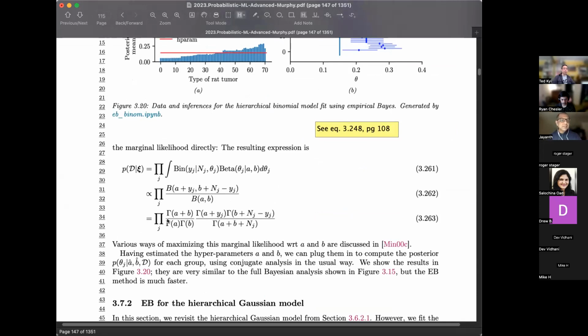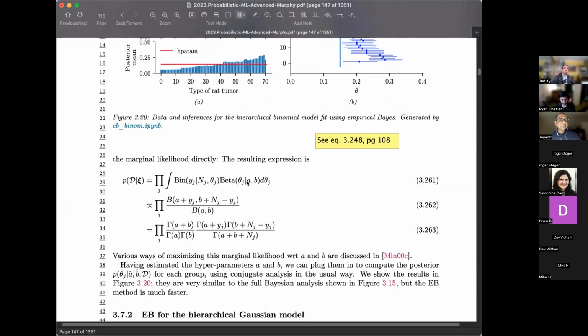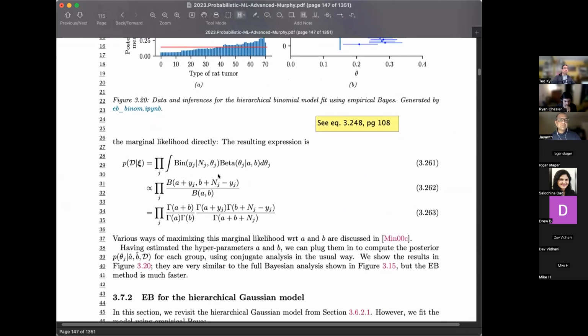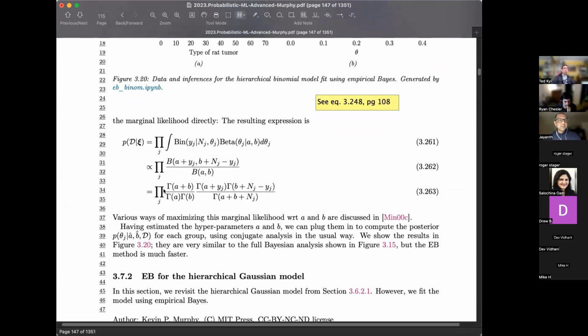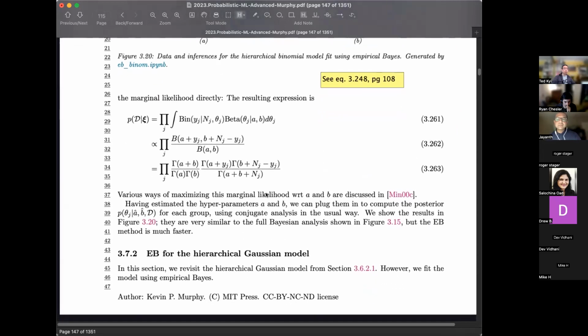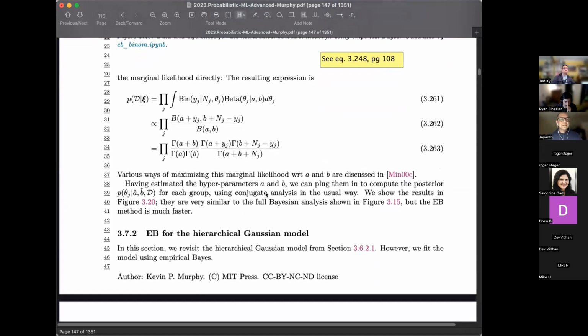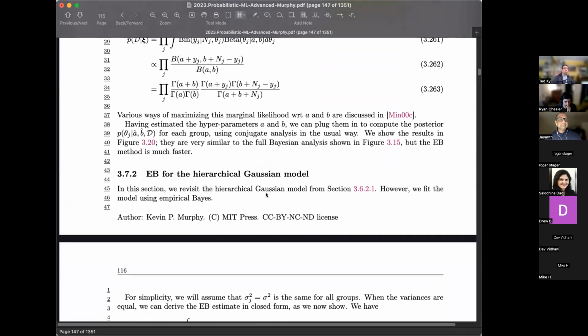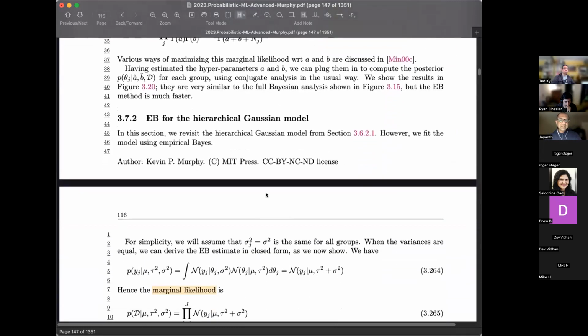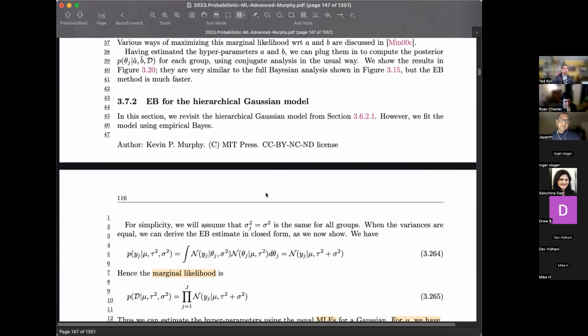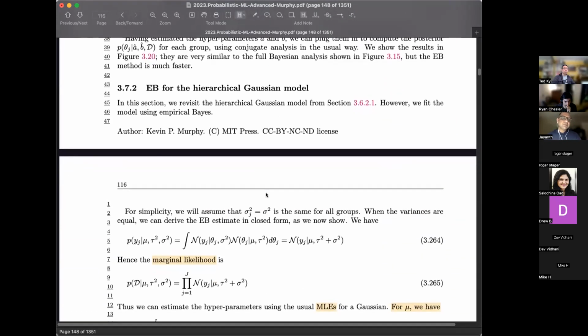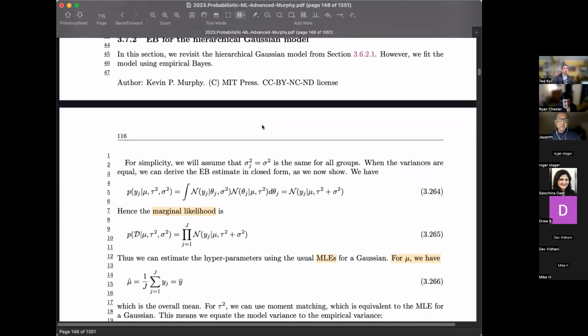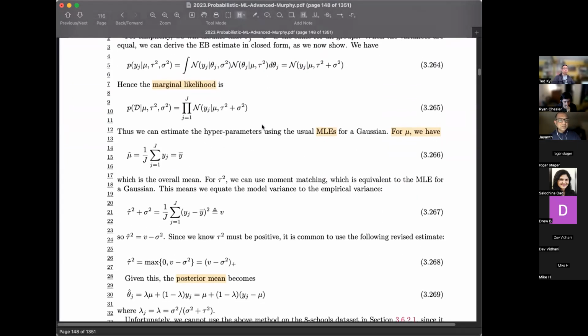And there's some math here to figure out the marginal likelihood. You can compute it directly. I think these are gamma functions. And here's the corresponding example for the empirical Bayes for the hierarchical Gaussian that we also saw earlier.